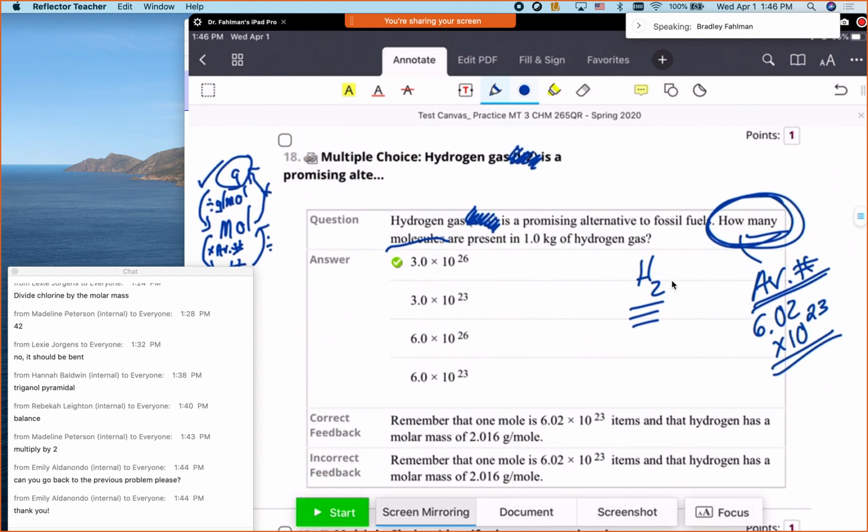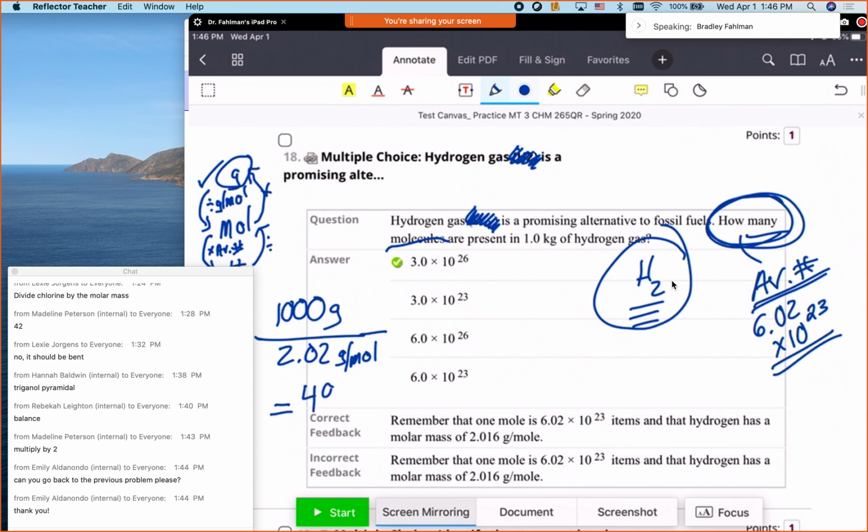So that would be 1,000 grams of hydrogen. And so hydrogen gas, if you remember that it's diatomic, so you have to divide by that molar mass, so it's divided by 2. Okay, so that will give you right around 500. Let's see, 1,000 over 2.02, so that's 495 moles of H2.